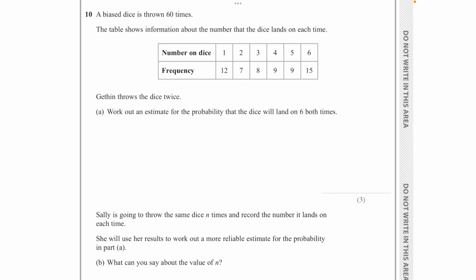Question number 10. A biased dice is thrown 60 times. The table shows information about the number that the dice lands on each time. So we've got a number on the dice, 1, 2, 3, 4, 5, 6, and the frequency, so how many times it landed on each of those numbers: 12, 7, 8, 9, 9, 15. Gethin throws the dice twice. Work out an estimate for the probability that the dice will land on a 6 both times.